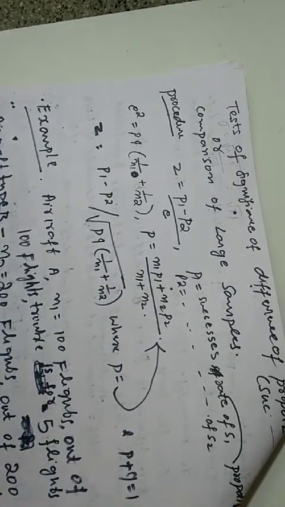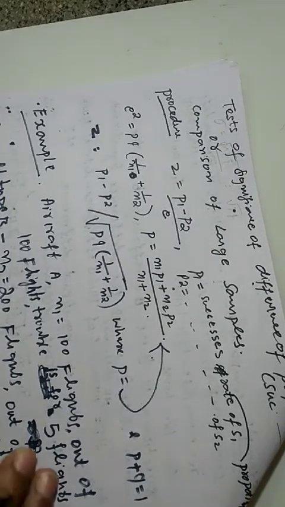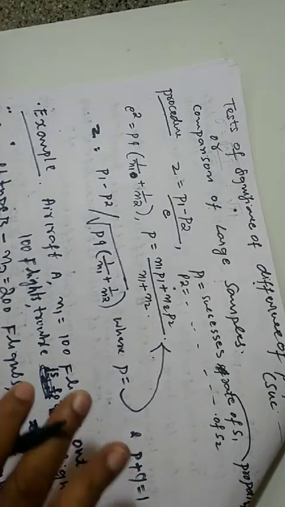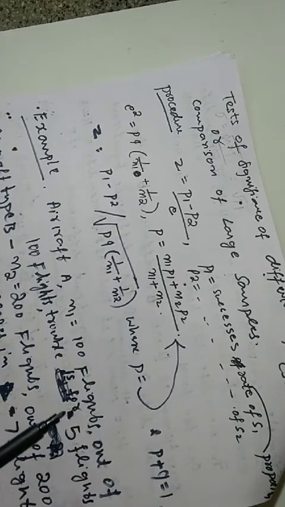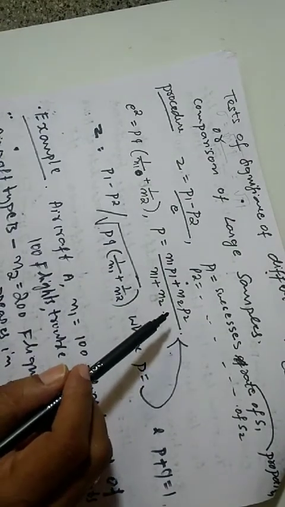Now let us continue the lecture on comparison of large samples. Suppose the samples are drawn from the same lot, I have already given you the formula. Now suppose the samples are drawn from different lots, that means suppose company A has produced some number of bulbs, from that you are already taking a sample.